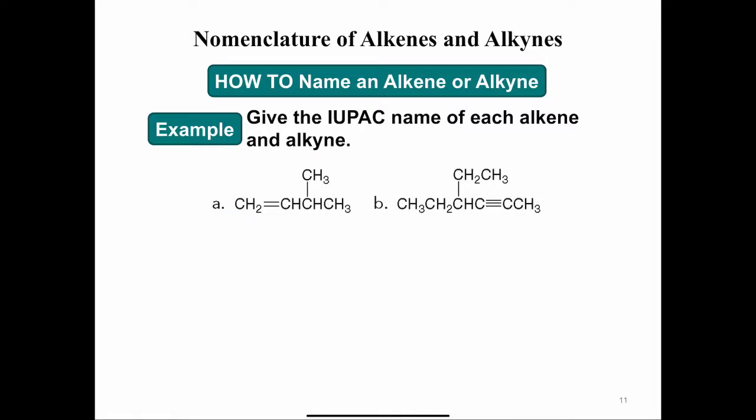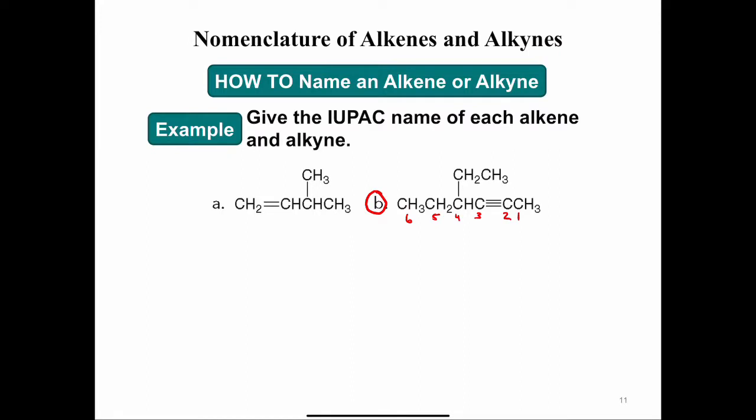If I take a look at B, first I want to find the longest carbon chain that contains that triple bond. And for this one, we're going to have to start over on the right with this carbon. So we have 1, 2, 3, 4, 5, 6. There's our longest carbon chain. If I had a 6-carbon straight chain alkane, it would be hexane. So since this is an alkyne, right, we have our triple bond, this must be a hexyne.